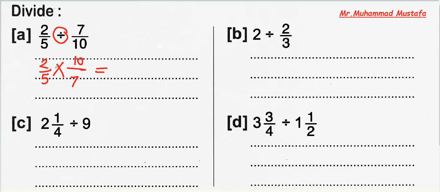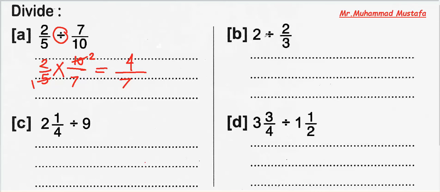2 and 7, there are no common factors between 2 and 7, so 2 over 7 is in the simplest form. 5 and 10: 5 divided by 5 equals 1, 10 divided by 5 equals 2. Then 2 times 2 equals 4, 1 times 7 equals 7.